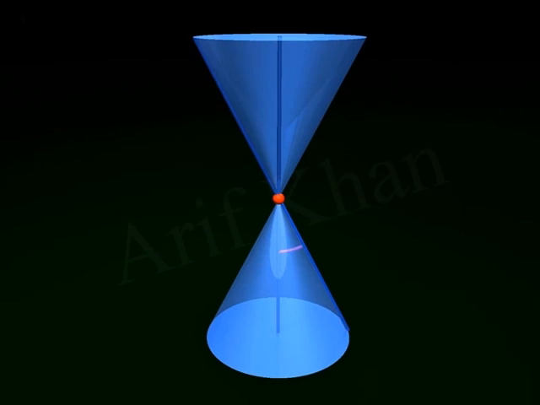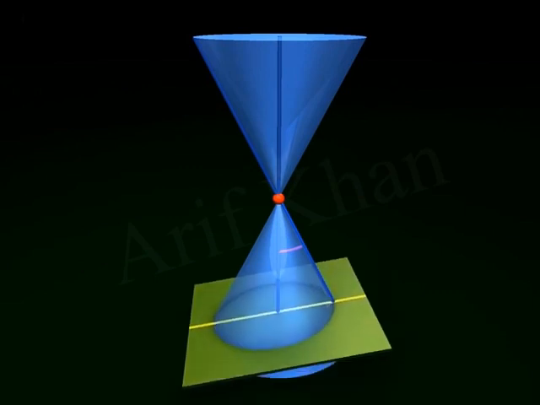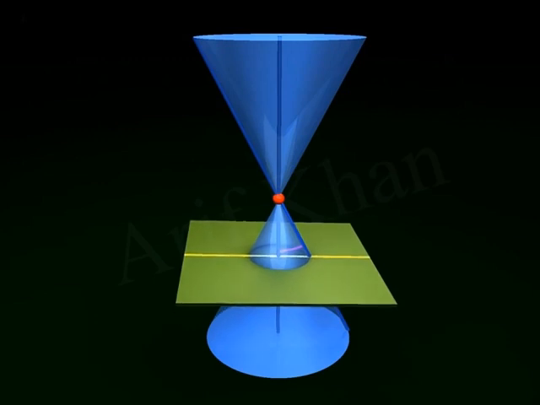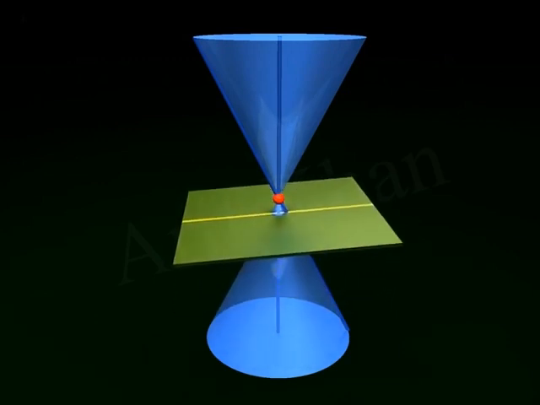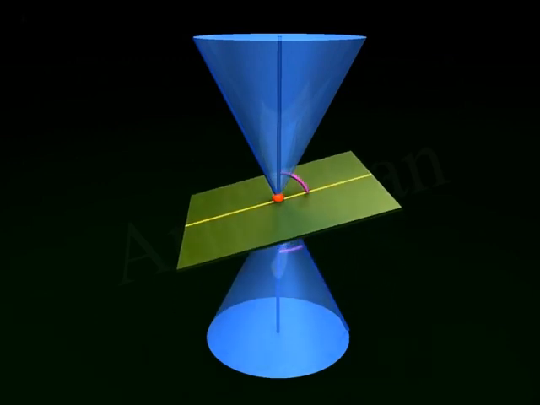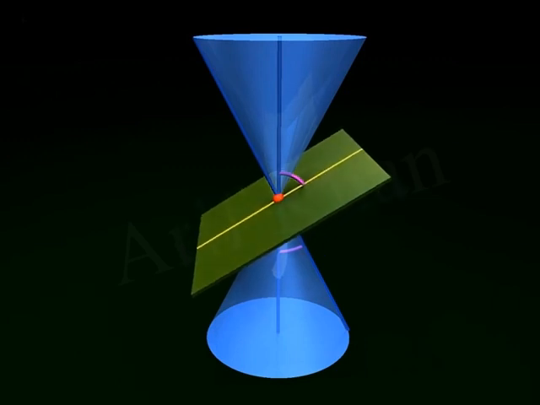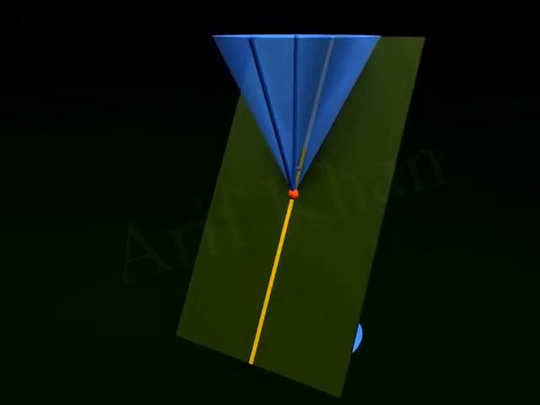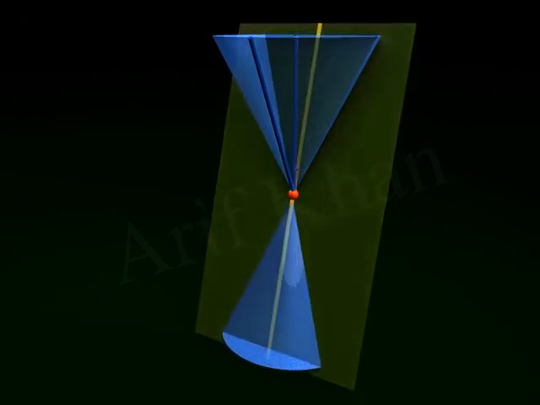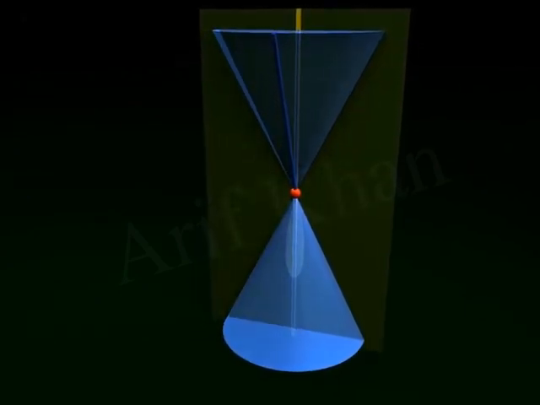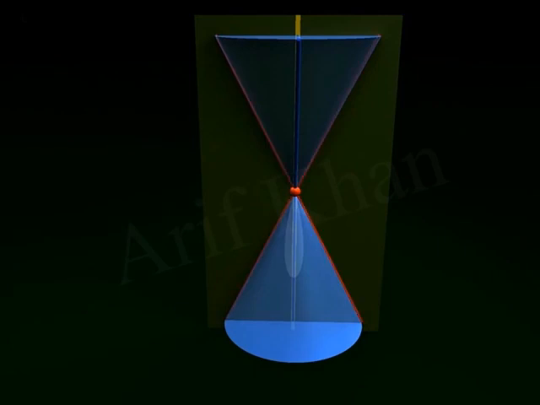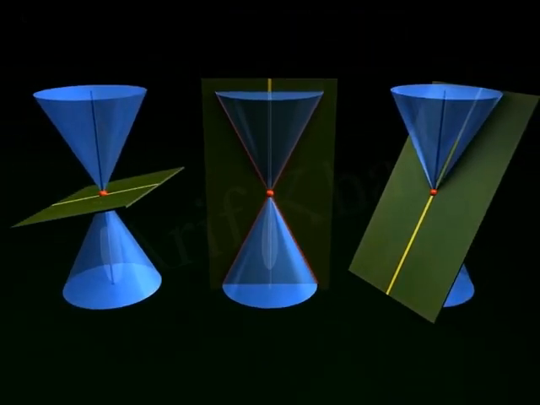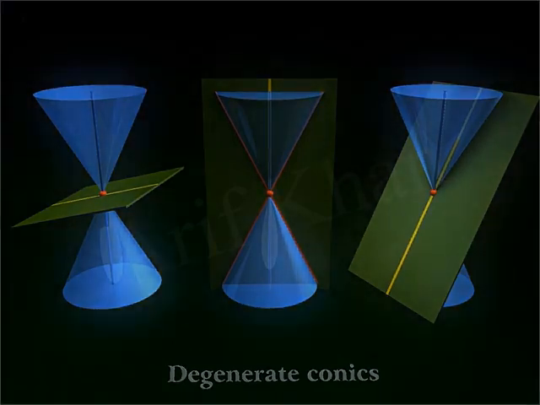Degenerate conics. If the plane intersects the double right circular cone at its vertex, the ellipse becomes a point, the parabola becomes a line, and the hyperbola becomes two intersecting lines. The figures so obtained are called degenerate conics.